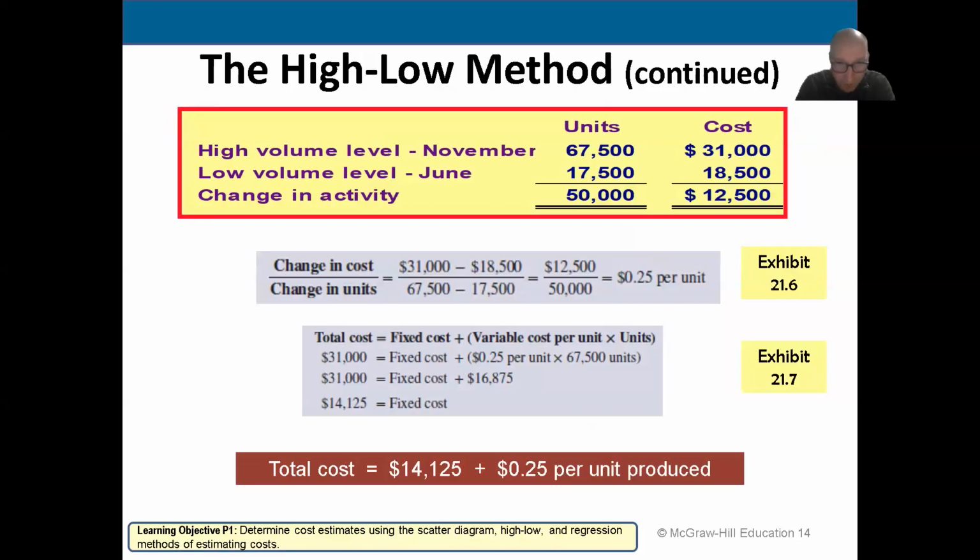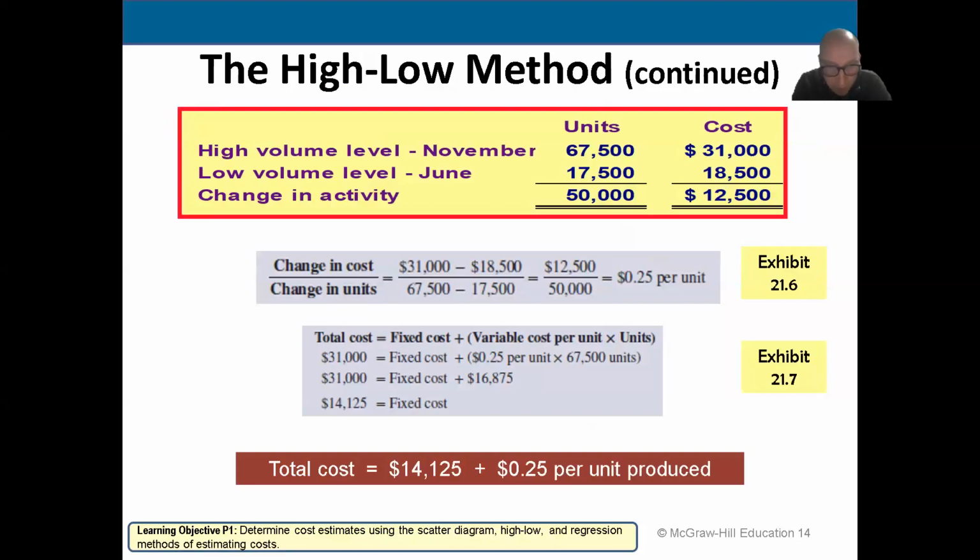If I divide the difference in cost by the difference in units, I get a per unit cost of 25 cents. 25 cents per unit. Okay. So I could take my total cost. 25 cents per unit is my variable cost, yes?